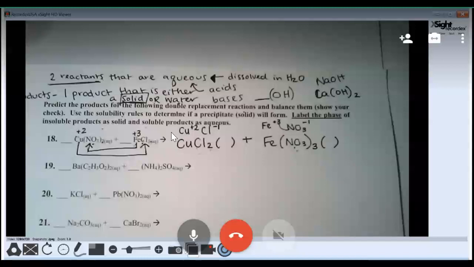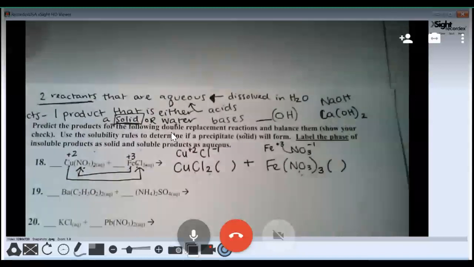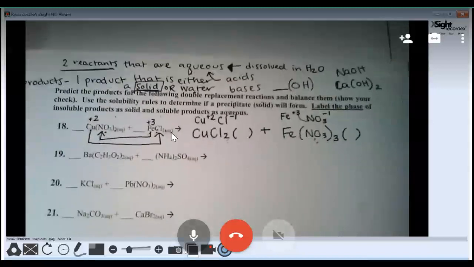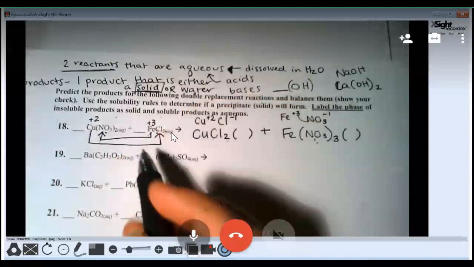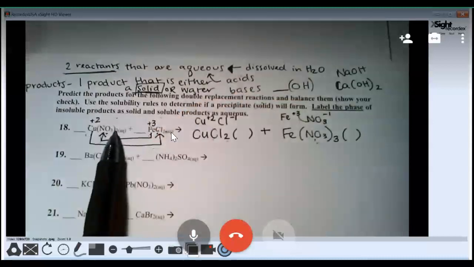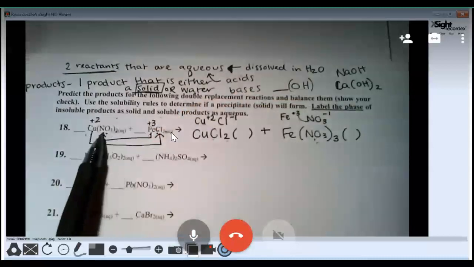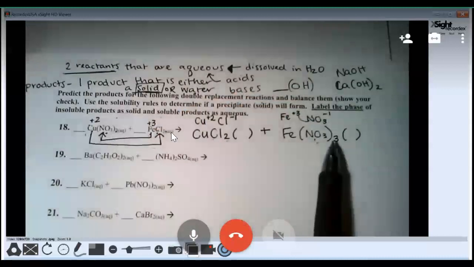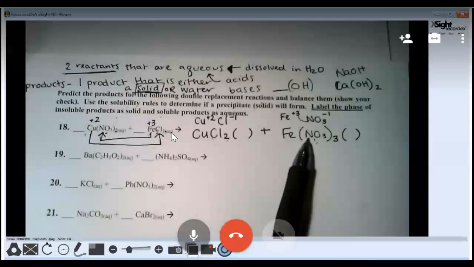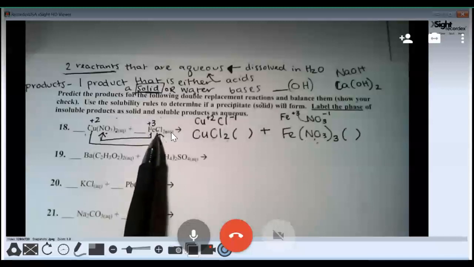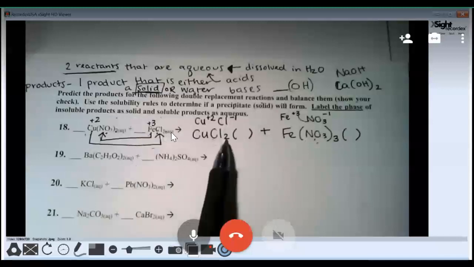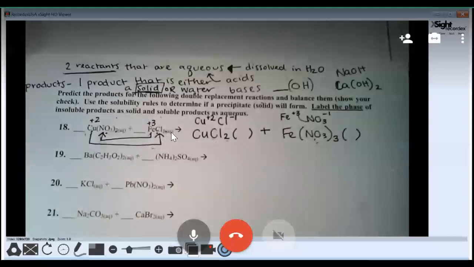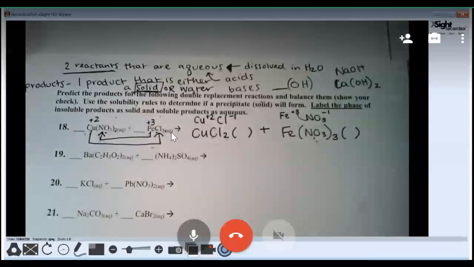Wait, can you say that again? I'm sorry. You are good. So I'm moving a little closer because I know these subscripts are a little bit dull. So we have 2 nitrates on the reactant side, and we have 3 over on the product side. And then we have 3 chlorines on our reactant side, and we only have 2 chlorines on the product side. So what's something we could do to start fixing this?